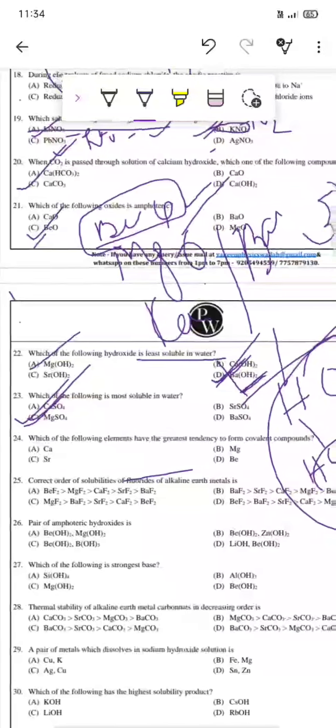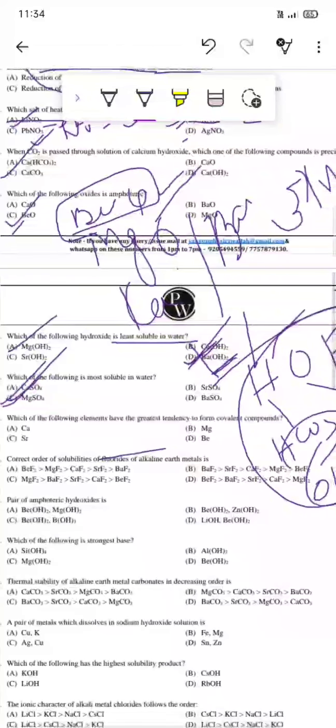Which of the following elements has the greatest tendency to form covalent compounds?